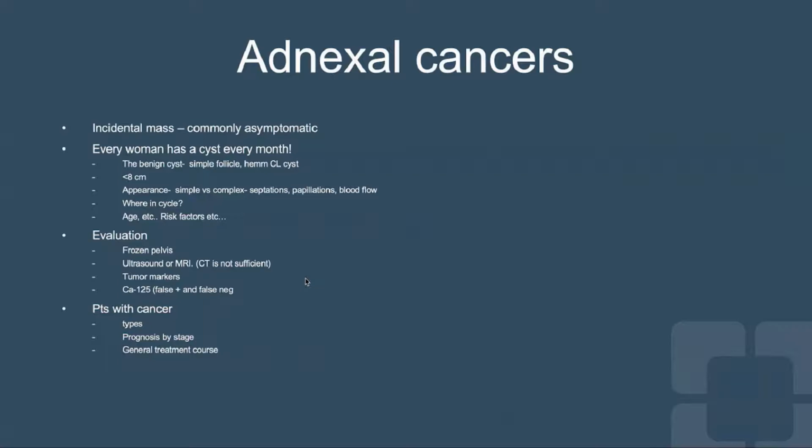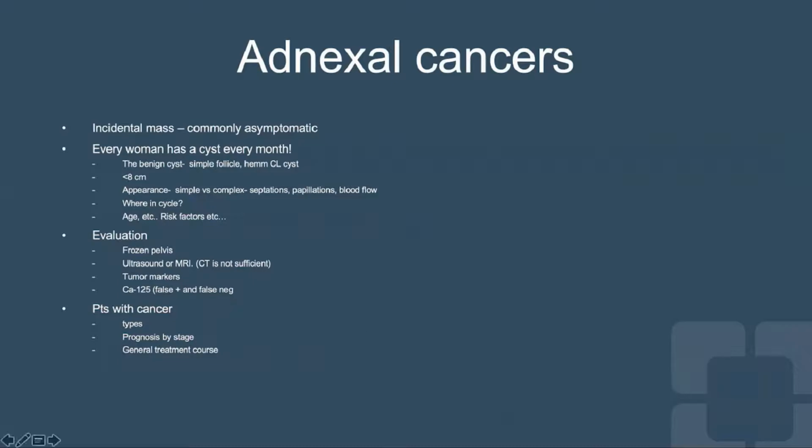If ultrasound, a CT is usually not sufficient. So if we're seeing a cyst on a CT, an ultrasound or MRI is indicated. Tumor markers can be an important part of this workup. CA125 is the most common. It's very, very commonly false positive in the premenopausal female, but in the postmenopausal female, if it's very elevated, it's more specific.